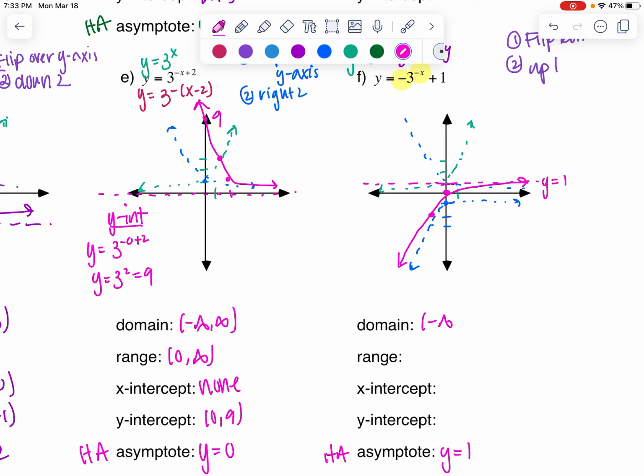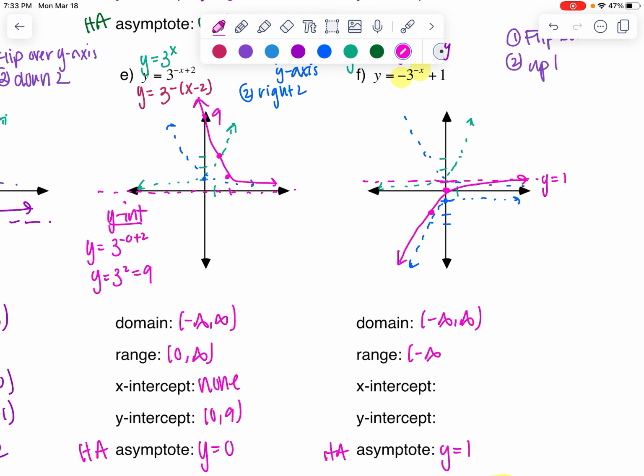Domain is still negative infinity to infinity. Range is now from negative infinity to positive 1. There is an x-intercept. It's at (0, 0). There is a y-intercept at (0, 0) as well, and you are done.